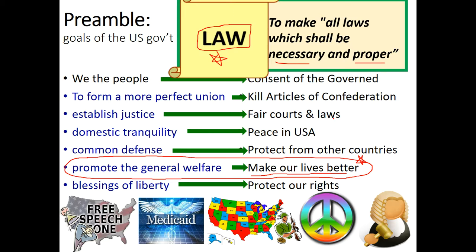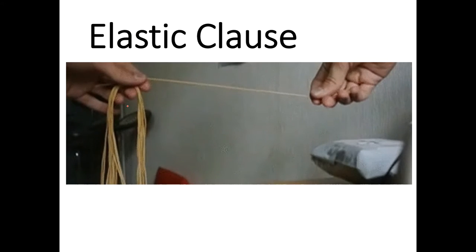Hamilton argues, I can create a bank. I know it doesn't say I can't create a bank. I know it doesn't say I can create a bank, but it does say that the government can promote the general welfare. The government can make our lives better. The government can make laws that make our lives better. And if the law makes our life better, then it's necessary and it's proper. Is it proper? Proper basically means, is it okay? Well, the bank is going to make our life better, so it checks that box. And we know the government can make laws that are proper, so boom, it's all good in the hood.